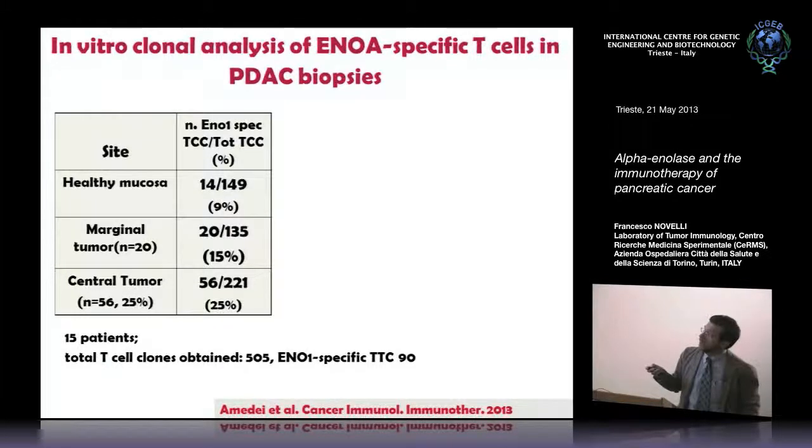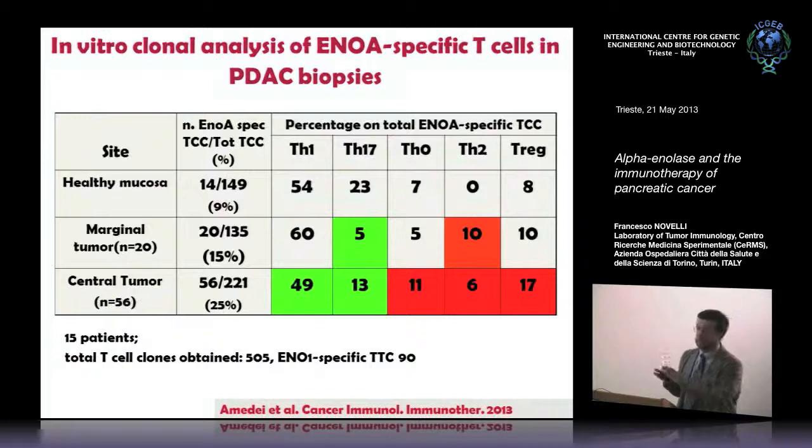When we generated clones at the marginal tumor area that surrounds the tumor, we obtained a little bit higher percentage of alpha-enolase specific clones. And when we looked at the central tumor area, we got 25% alpha-enolase specific T cells.